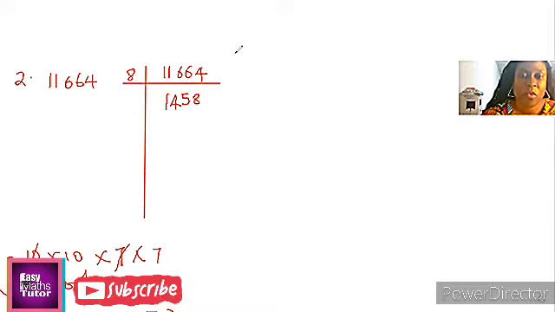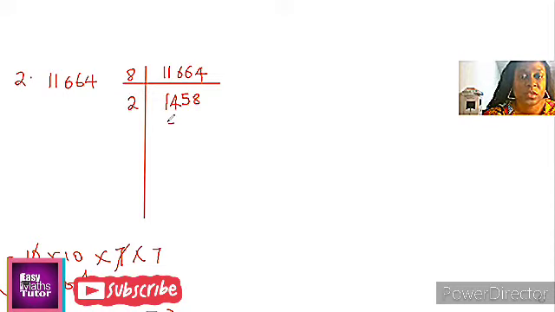So we can try 4. We can try 4. So we say 4. 4 goes into 14 3 times, meaning the 2. 4 is not working out now. So let's try 2.